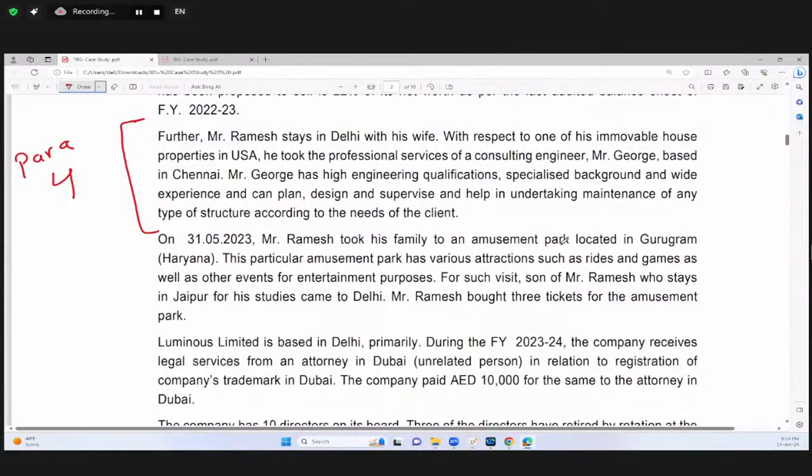an amusement park located in Gurugram, Haryana. This particular amusement park has various attractions such as rides and games as well as other events for entertainment purposes. For such visits, son of Mr. Ramesh, who stays in Jaipur for his studies, came to Delhi. Mr. Ramesh bought 3 tickets of amusement park.